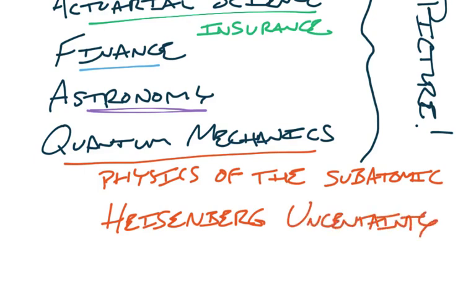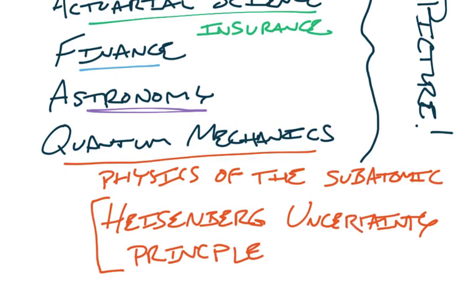Right, so the Heisenberg uncertainty principle. This basically says, I wrote uncertainty, that should be uncertainty.